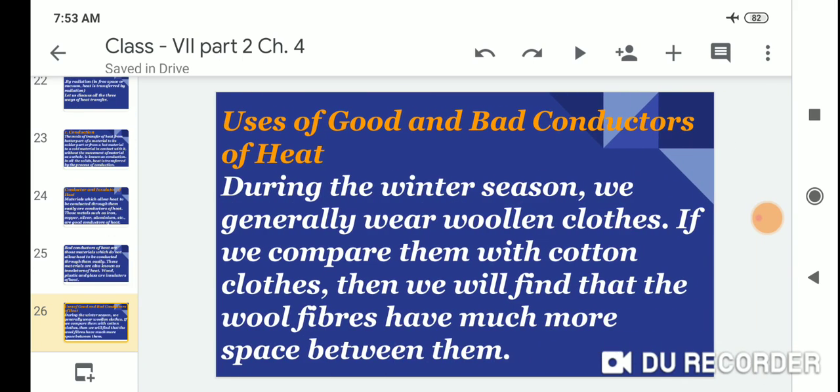Use of good and bad conductors of heat. During the winter season, we generally wear woollen clothes. If we compare them with cotton cloth, we will find that the wool fibres have much more space between them.